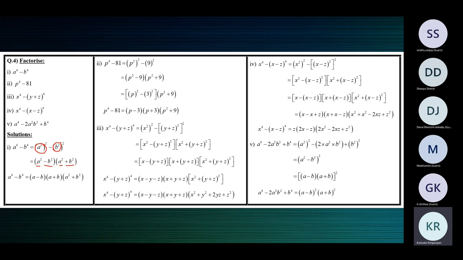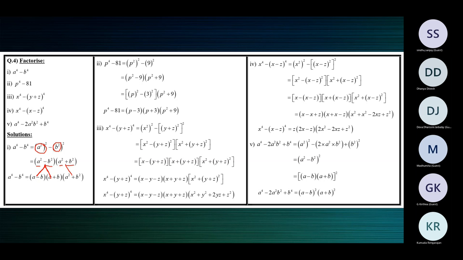Now this one, a square minus b square, can be factorized further. We know that a square minus b square is a plus b into a minus b, or a minus b into a plus b. That's what you see here, into this one as it is, a square plus b square. Is the first one understood, children?